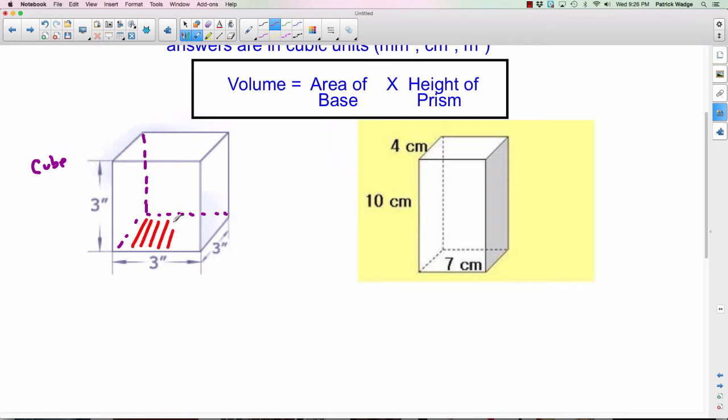I'll think about this as being the base. So how do we get the area of that? You multiply length times width. Or if you want, that's actually a square, so you could also think of it as side squared. I'll do length and width though.